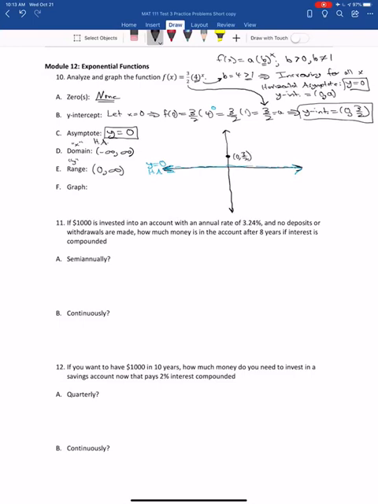And to give a little more detail, let's go ahead and find a couple other points. So let's label a few more points here.